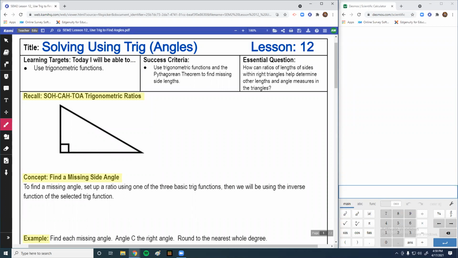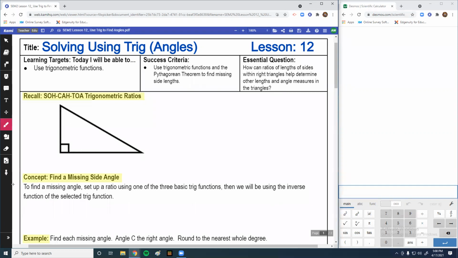We are continuing our work with solving using trig, but this time instead of finding the sides, we're going to be finding the angles. As you can see, my setup for notes is a little different, but hopefully it goes just as well. And we have a calculator, the Desmos scientific calculator, right here on the right side that we're going to use. So let's get started.